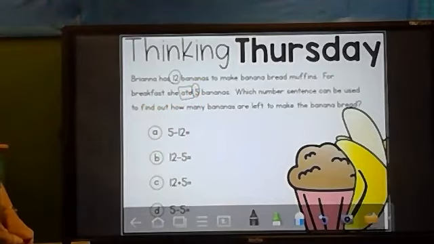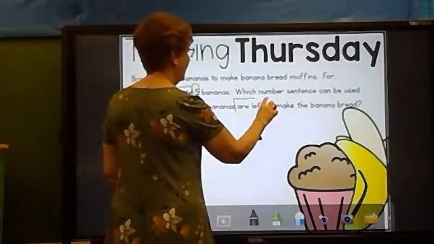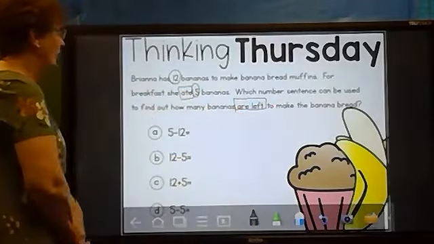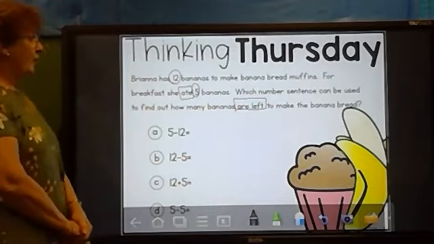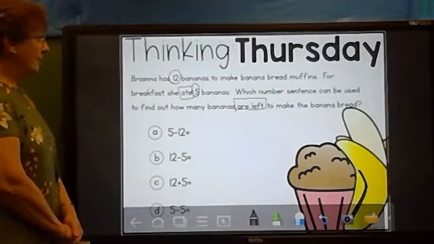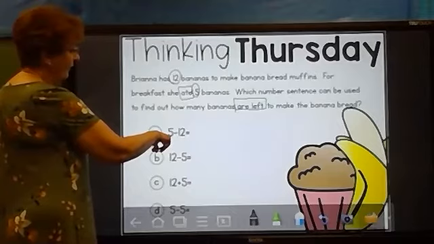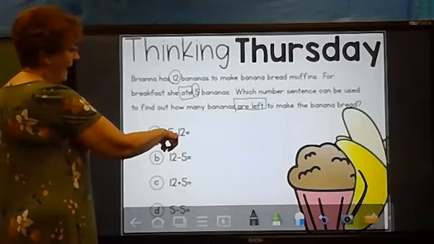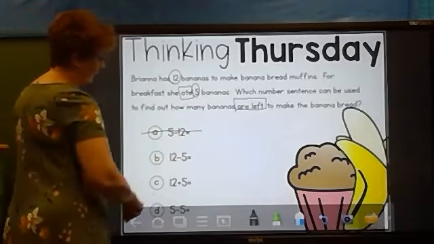And then it says, which number sentence can be used to find out how many bananas are left to make the banana bread? So "are left" is also a clue. So I know my start is 12. And the start, or Big Daddy, always goes at the beginning of my number sentence. So that leaves this one out, because if I start with 5, I can't lose 12. So this one is a no.